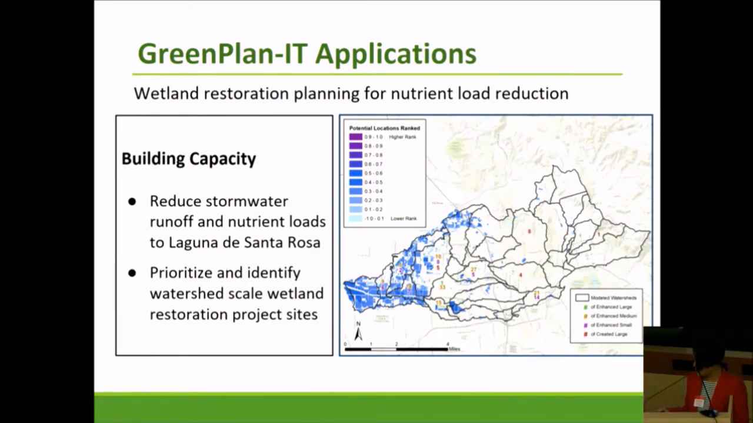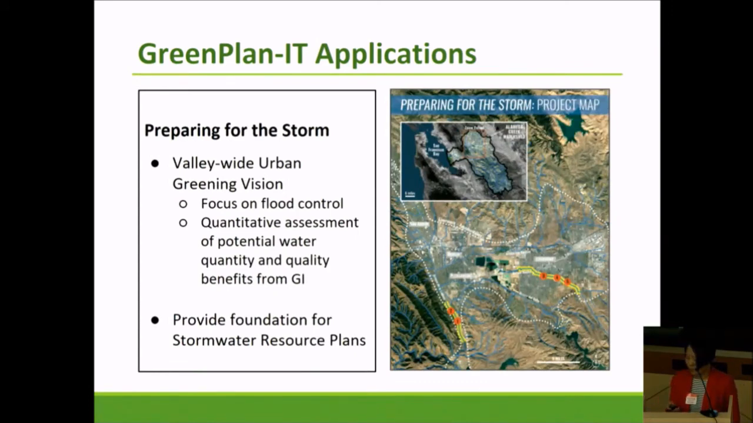Starting this year, we actually have two EPA-funded projects. One is in the Livermore Valley. We call it Preparing for Storm. We're going to use the tool to develop a valley-wide urban greening vision, which will focus on flood control and groundwater infiltration. So the tool will help to quantify the potential water quality and quantity benefit from green infrastructure, and that analysis will become a foundation for their stormwater resource plan.